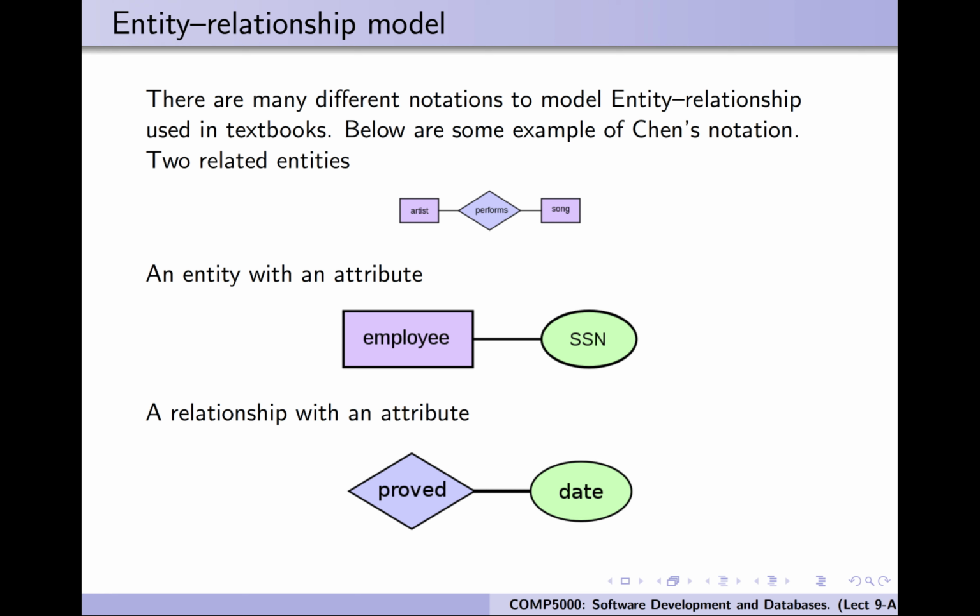There are many different notations to model entity relationship diagrams in the textbooks. Below are some examples of Chen's notation. Here there's an artist writing a song, and the entity is a rectangular box, and then the relationship is a diamond, performs the song. So that's the relationship between the two entities. In Chen's notation, he has a rectangle for the entity, and the attribute is an oval shape. And they also have a relationship with an attribute.